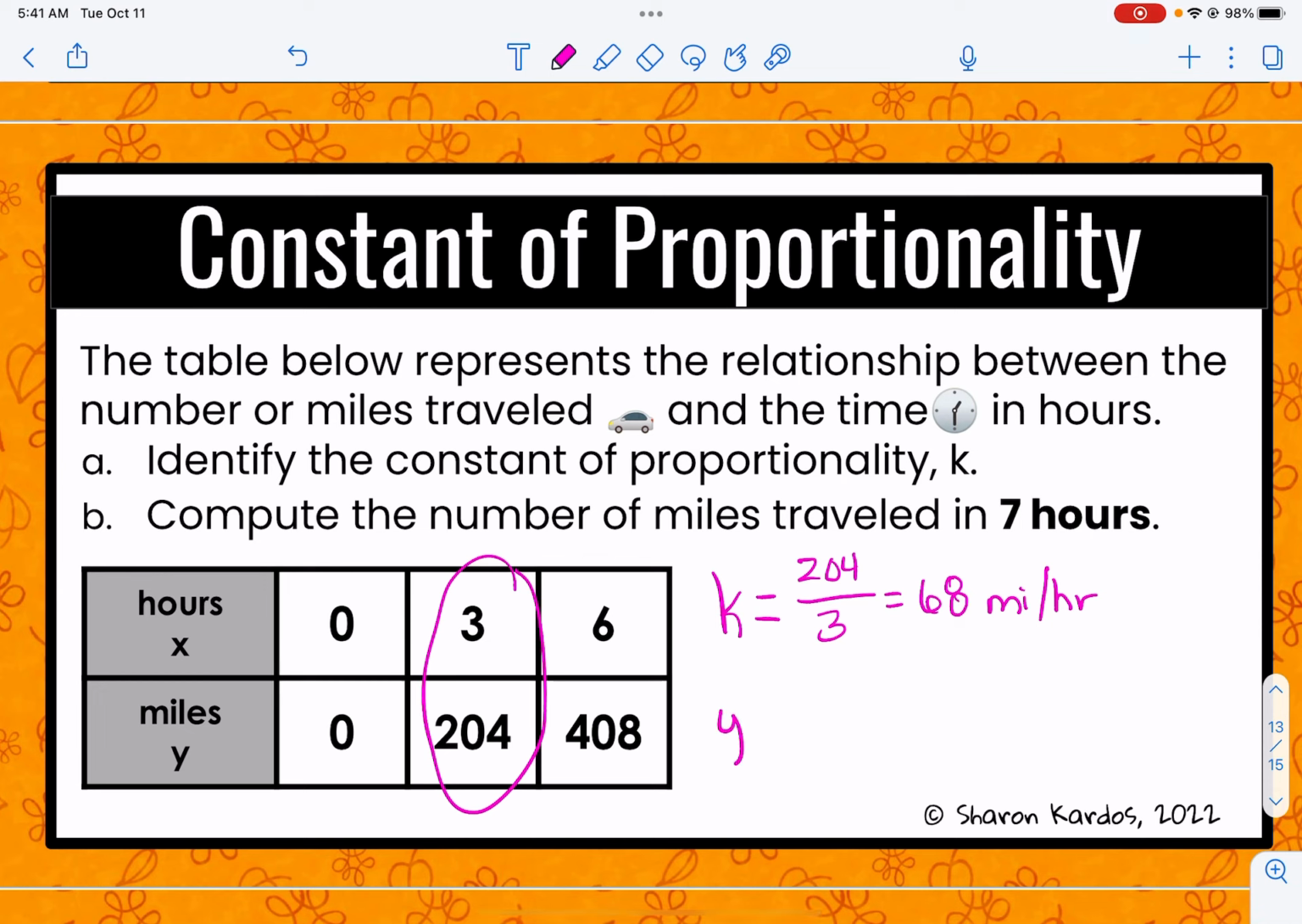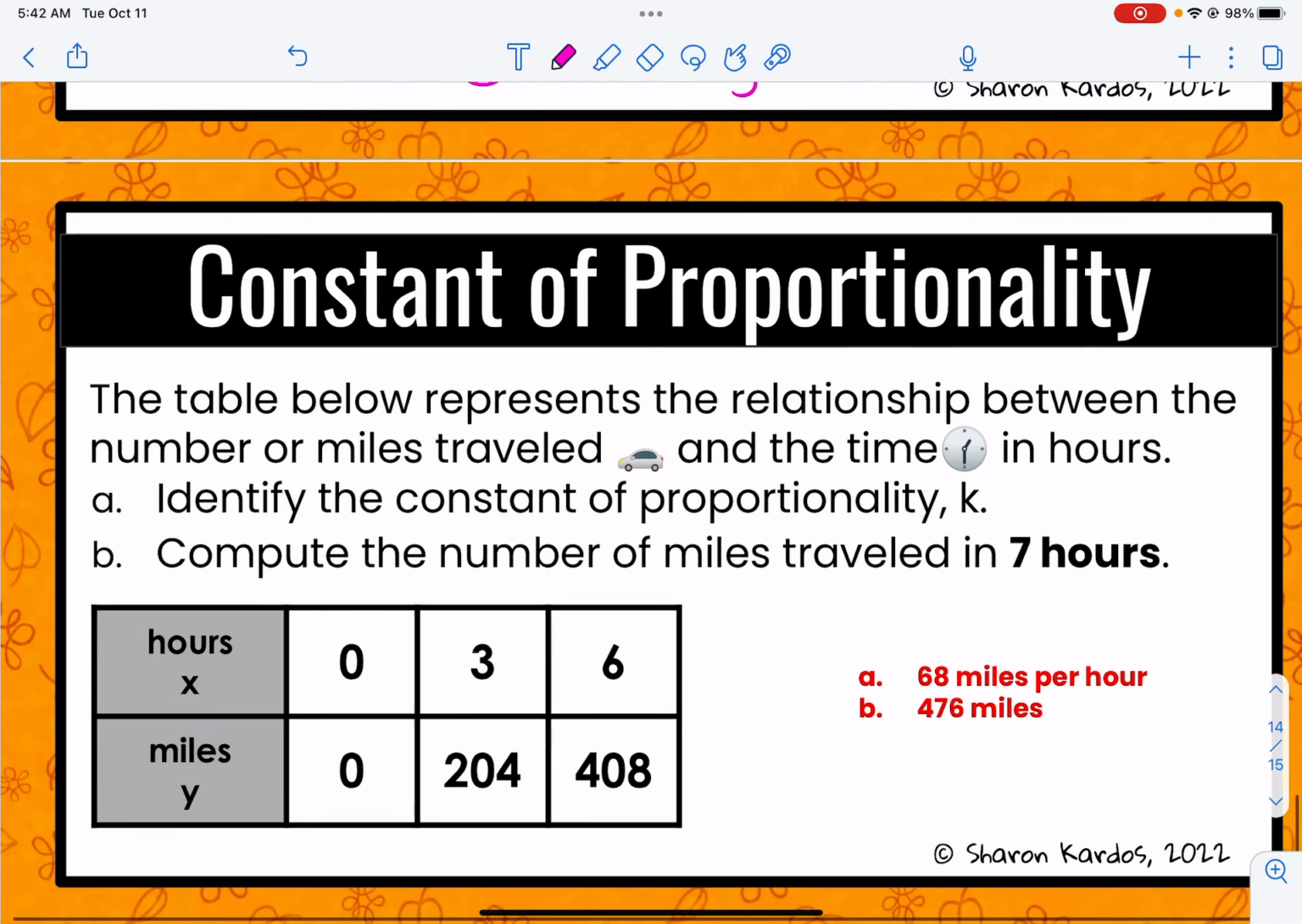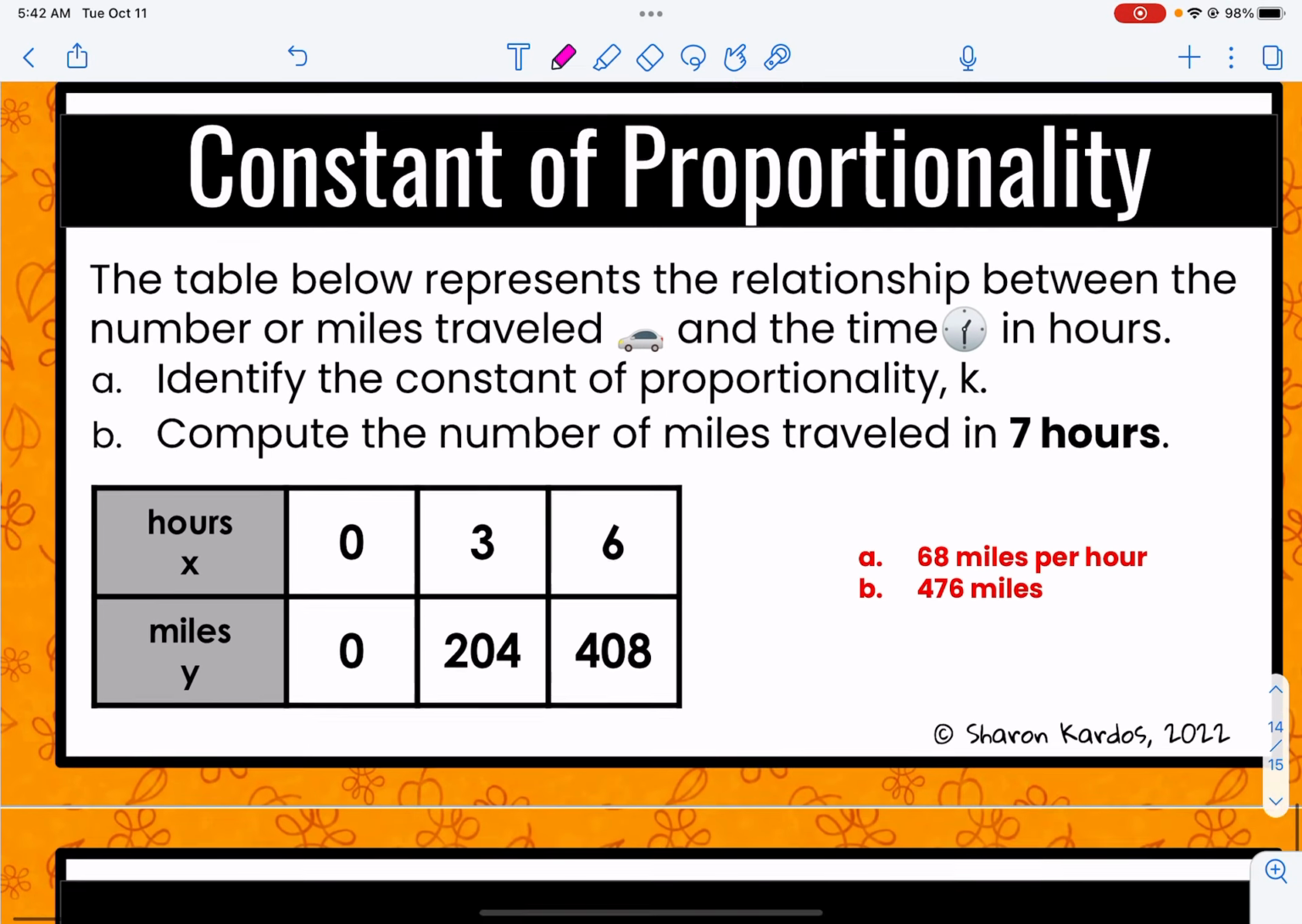And now I'm going to use my equation, y equals kx. So the k is 68, and we want to know 7 hours. So we're going to multiply that by 7, and we wind up with 476 miles. So if I'm traveling at a rate of 68 miles per hour for 7 hours, I would wind up going 476 miles. And there's our answer slide.